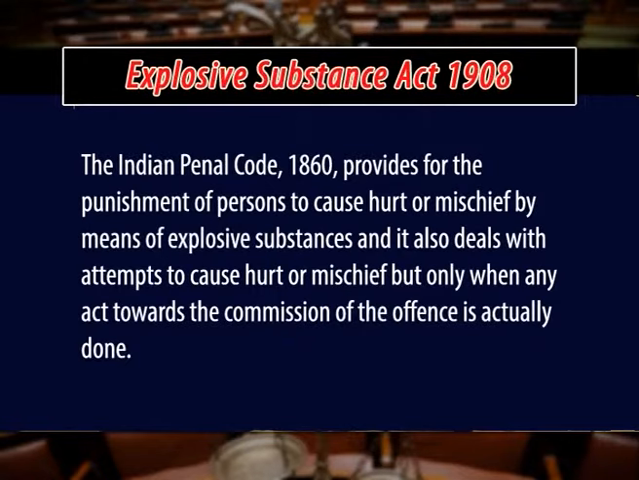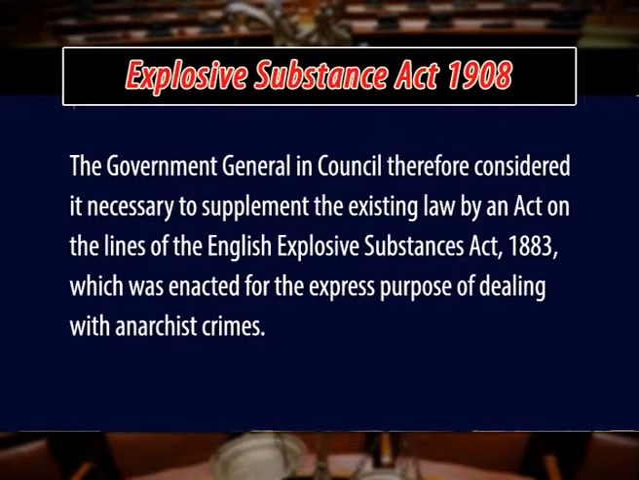The Indian Penal Code 1860 provides for the punishment of persons who cause hurt or mischief by means of explosive substances, and it also deals with attempts to cause hurt or mischief, but only when an act toward the commission of the offence is actually done. It does not provide any penalty for making or possessing explosive substances with unlawful intent, and in other cases it does not always provide such severe penalties as are requisite. The Governor General in Council therefore considered it necessary to supplement the existing law by an act on the lines of the English Explosive Substances Act 1883, which was enacted for the express purpose of dealing with anarchist crimes.